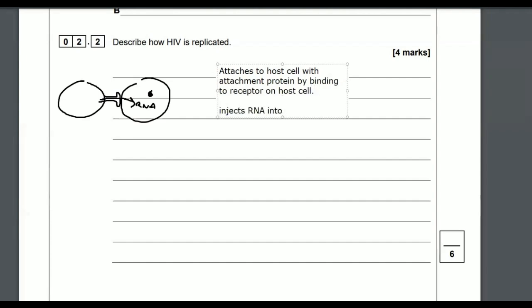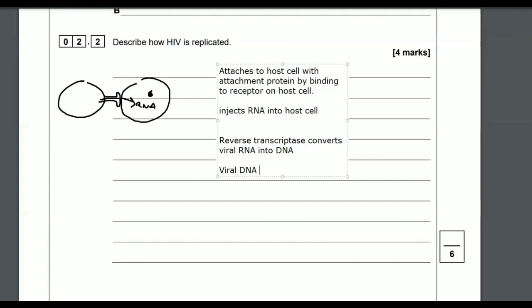It then injects its RNA into the host cell, and the RNA, which is single-stranded, is converted into DNA. And how does it do this? It uses an enzyme called reverse transcriptase that converts viral RNA into the viral DNA. Now, the viral DNA is then transcribed by the actual host cell. So the host cell then sends its RNA polymerase down and transcribes that viral DNA, and then assembles viral proteins.